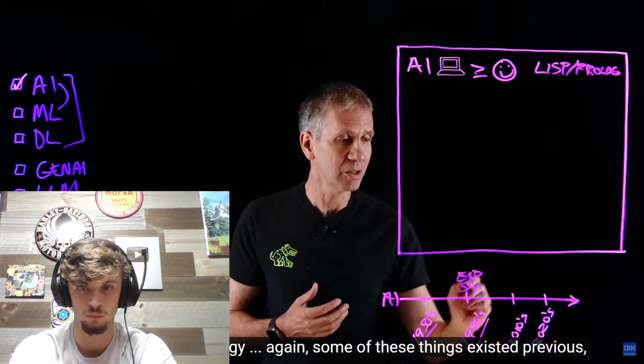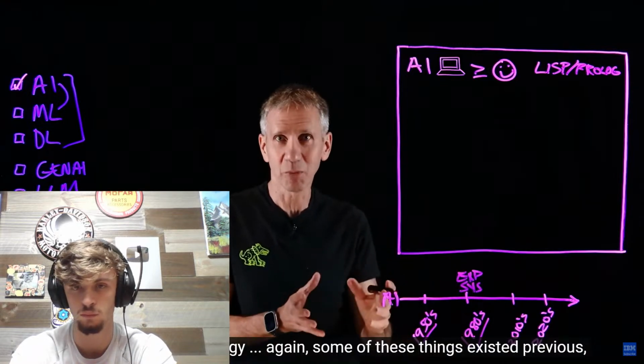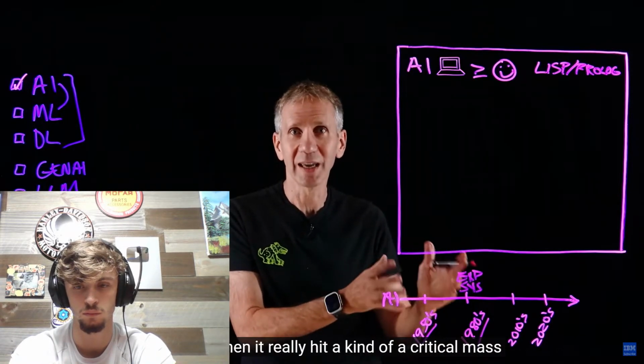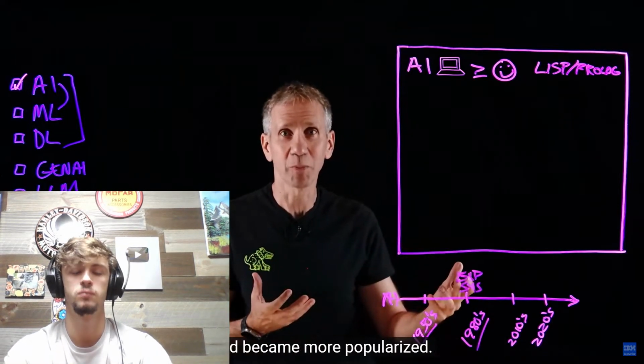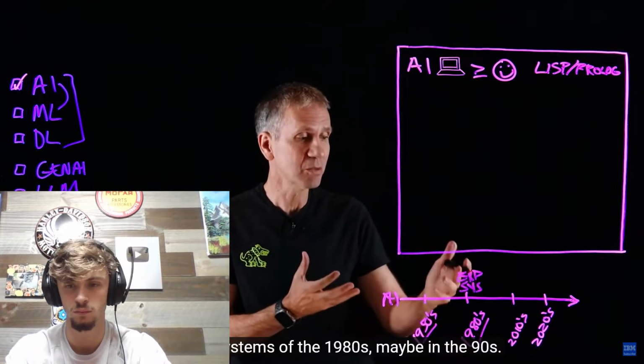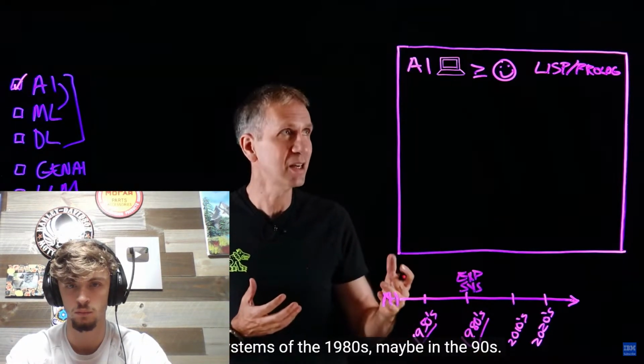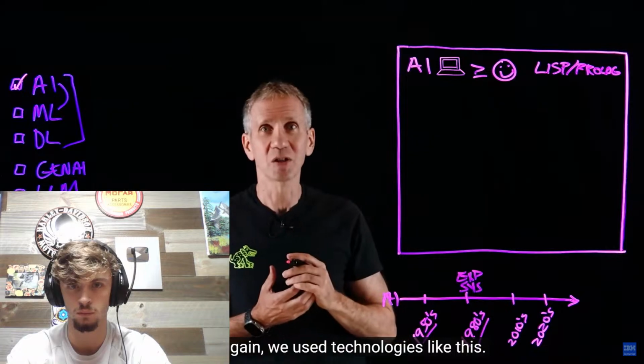And this was a technology, again, some of these things existed previously, but that's when it really hit kind of a critical mass and became more popularized. So expert systems of the 1980s, maybe in the 90s, and again, we used technologies like this.